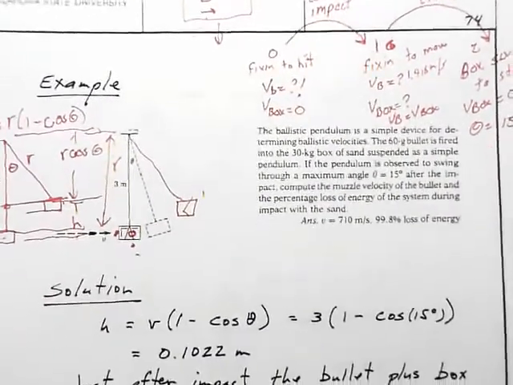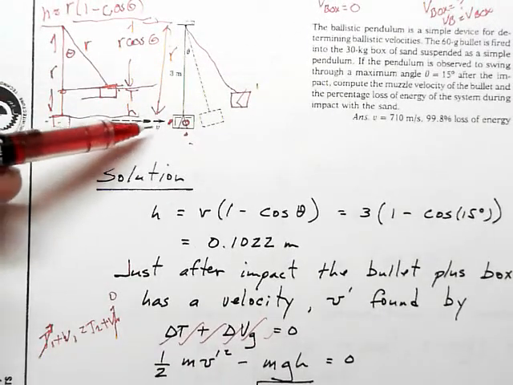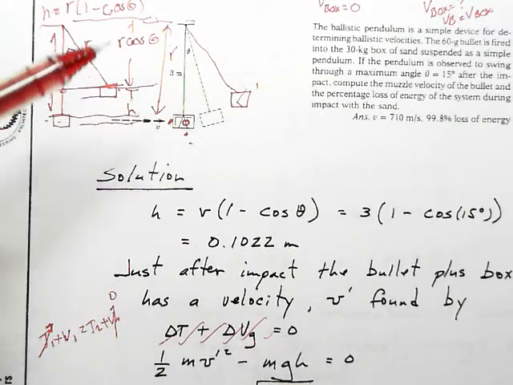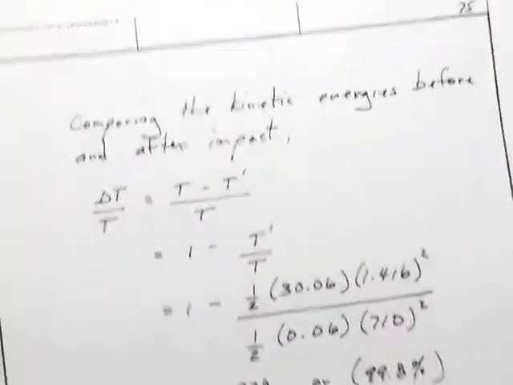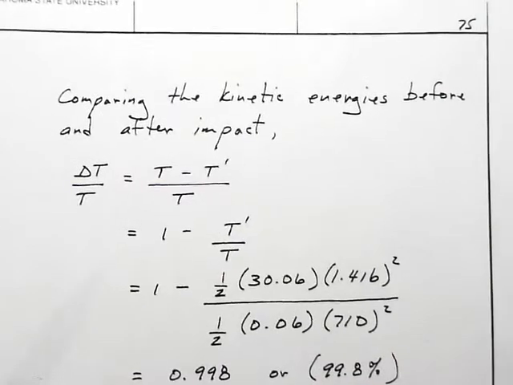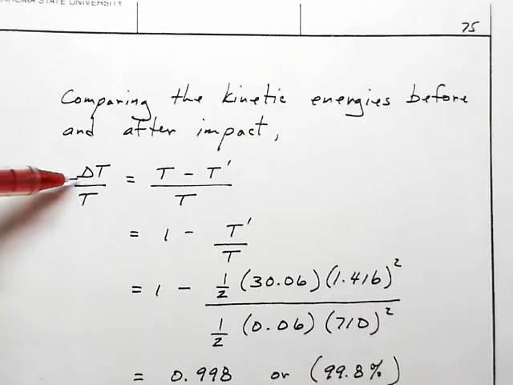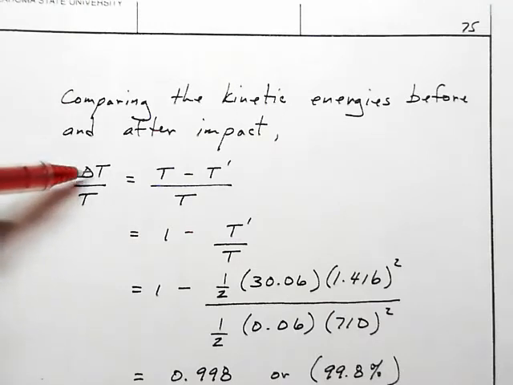What we can look at is the energy we start with, and that would be the bullet energy, 1/2 mv squared for the bullet, and then we could either compare that to 1/2 mv squared for the pair afterwards, or we could compare it to mgh. Either one of those would be a fine comparison. So comparing the kinetic energies before and after the impact, our change in kinetic energy divided by the kinetic energy before the impact will give us an indication of what fraction of energy we lost.